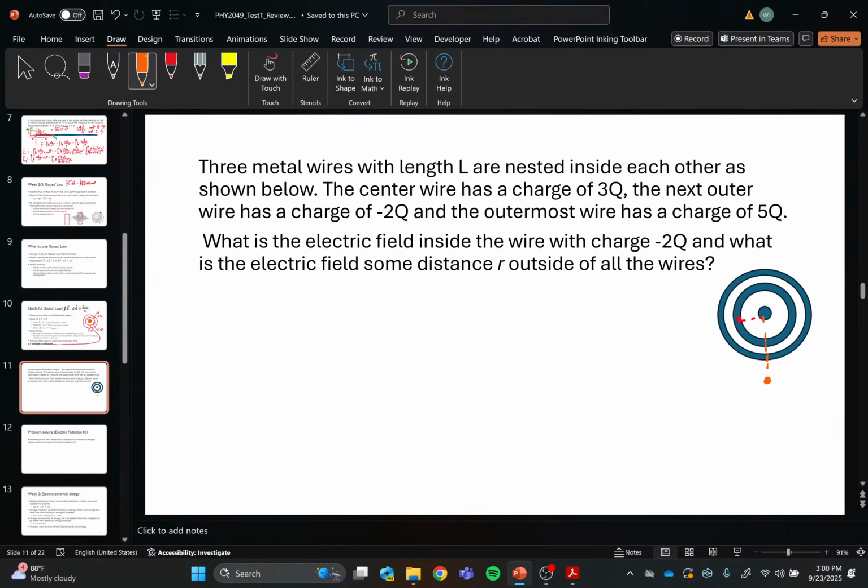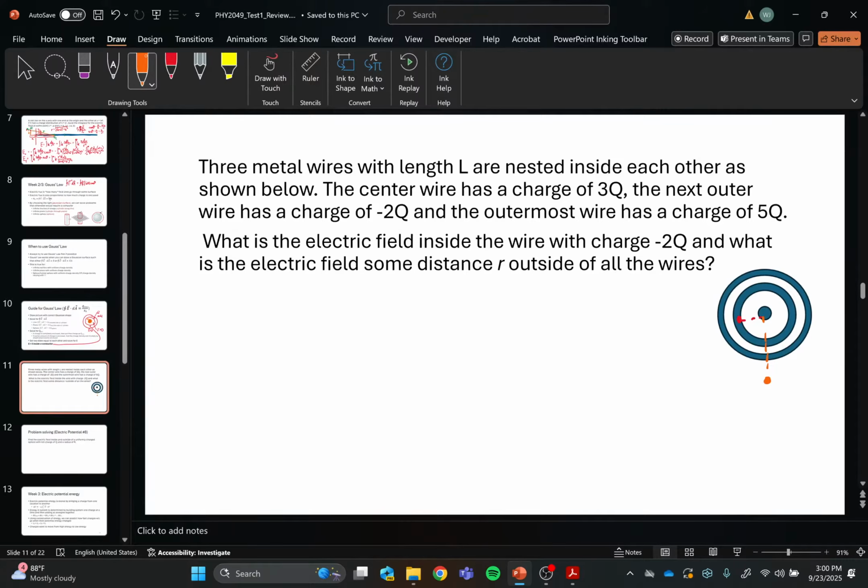On the test, I tend to have these things labeled so that clarity is there. But try it out. Try part A, try part B. Go through the steps. Draw your Gaussian surface.